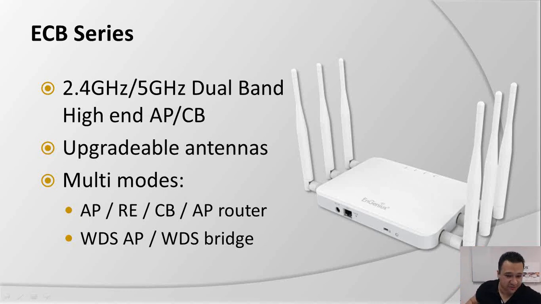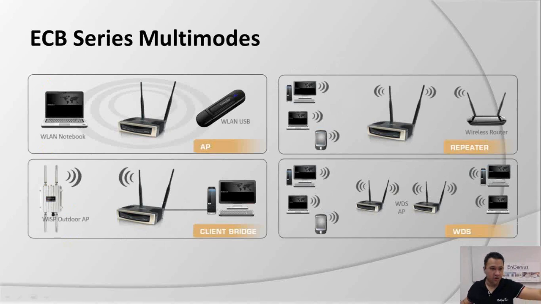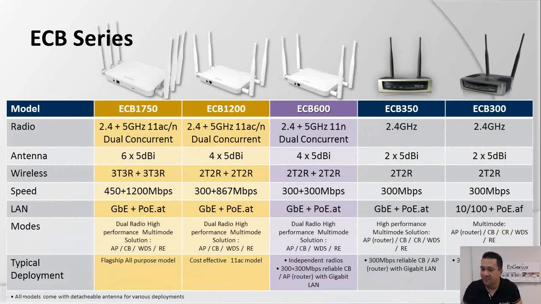So this is so far the ECB series. Like I said, different modes. You can use it as a standard access point. You can use it as a client bridge. You can use it as a repeater. You can use it as WS. So these are the more versatile. And if you look at the lineup here, we have also new here the ECB 1200, which is going to be extending the 11AC part of the product line. So the last product in the indoor series for EnGenius is the PoE switches.